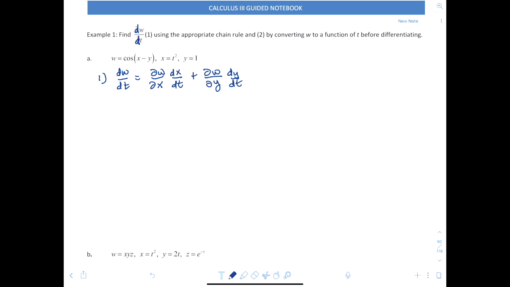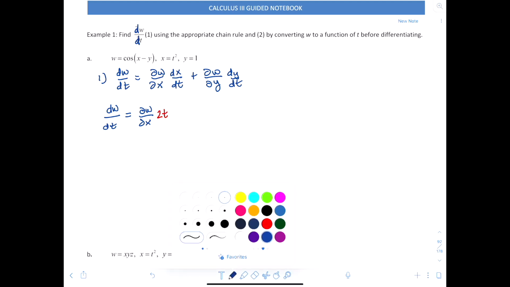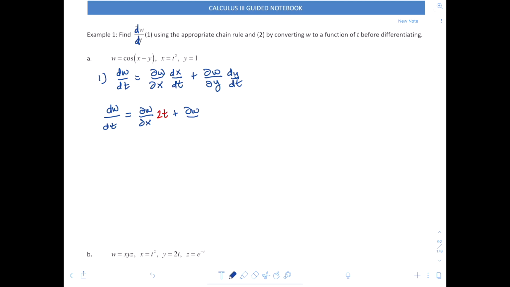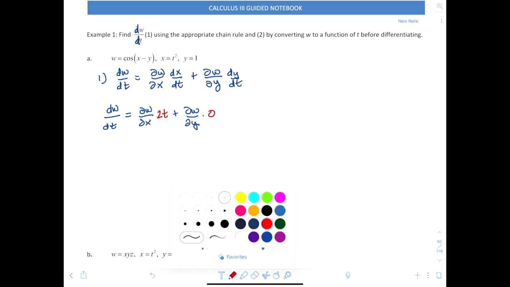So let's do it. We've got dw/dt is going to equal the first partial of w with respect to x times what was dx/dt? Beautiful. That's going to be 2t. And then plus the first partial of w with respect to y times dy/dt. Well, what's dy/dt? Awesome. 0, because y is equal to 1. It's a constant.